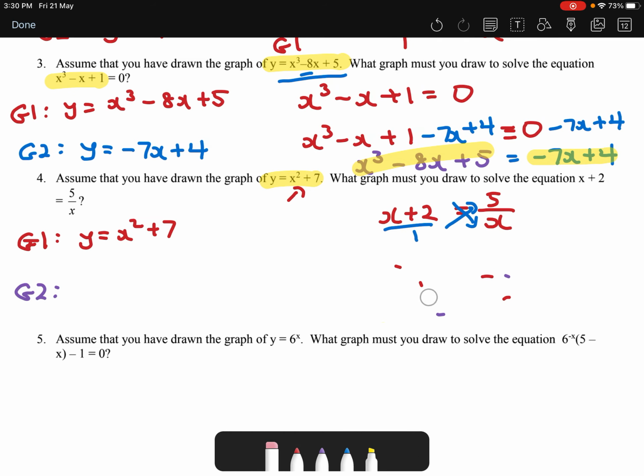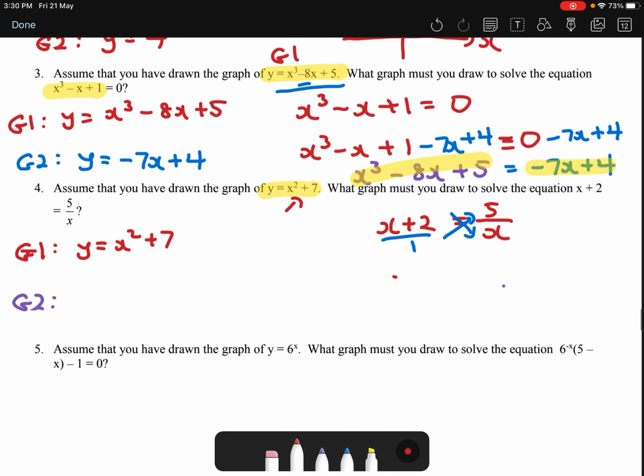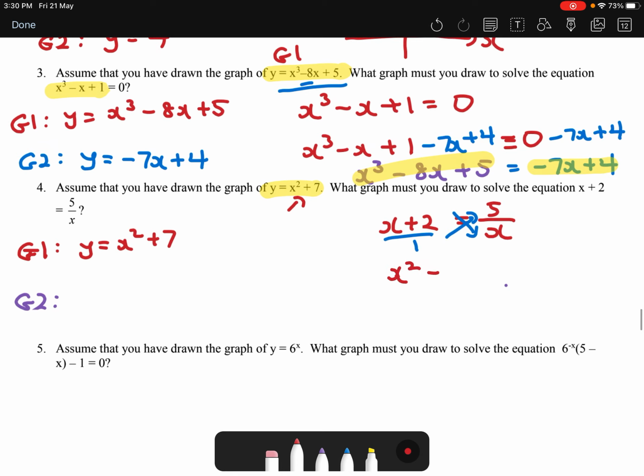Let me just erase first. So x squared minus 5 equal to minus 2x. Okay, so of course I write the same thing, x squared minus 5 plus 13 equal to minus 2x. Of course when I add 13 on the left hand side, I must add 13 on the right hand side, because I cannot change the equation.